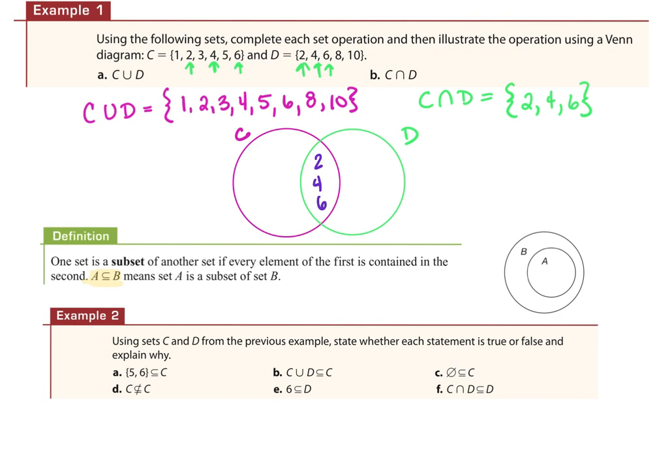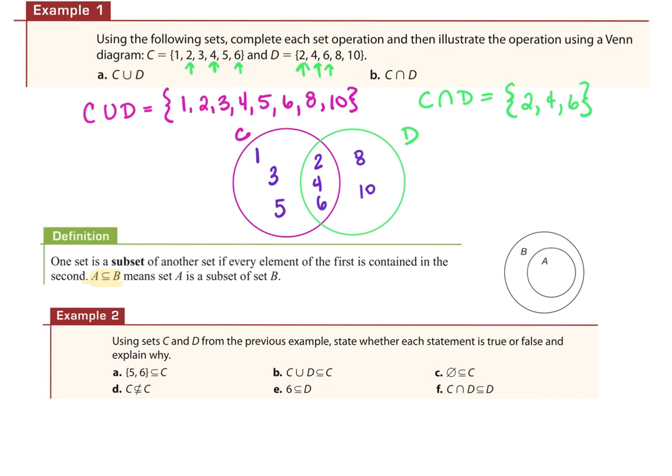Now, just like with everything else, you don't repeat it. So now I'm going to put the ones that are in C in my C circle and the ones that are in D in my D circle. But I've already listed 2, 4, and 6 for both of those. So when I list the ones in C, I'm only going to list 1, 3, and 5 right here. And when I list D, I am just going to list 8 and 10. And that is the Venn diagram for this particular one.